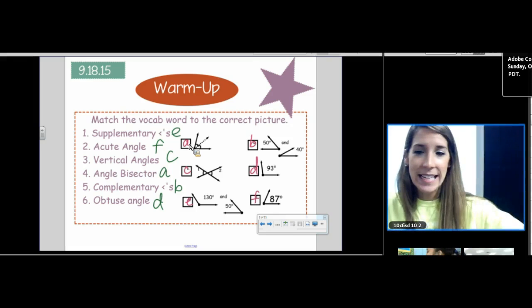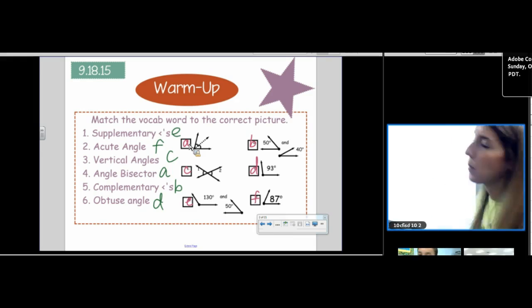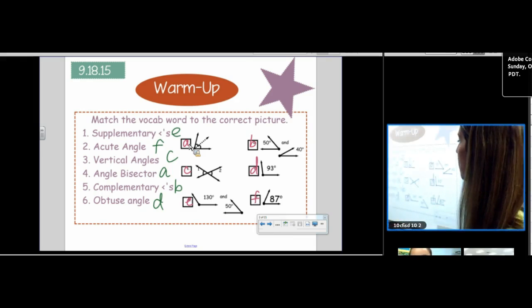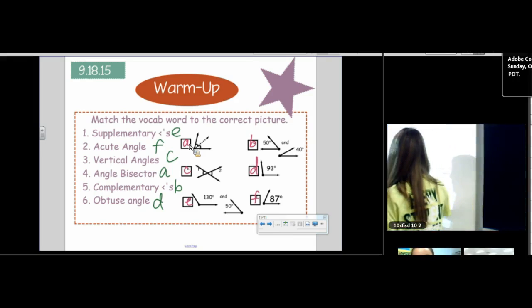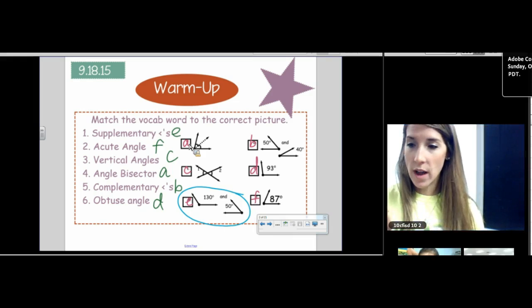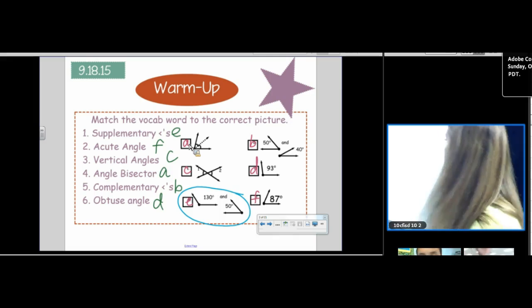You can say bye-bye to segments a little bit. And in our warm-up, I was just seeing which ones you already knew from prior knowledge. Number 1, supplementary angles. That's going to be angles that add up to 180. It's going to be a pair of angles that add up to 180.